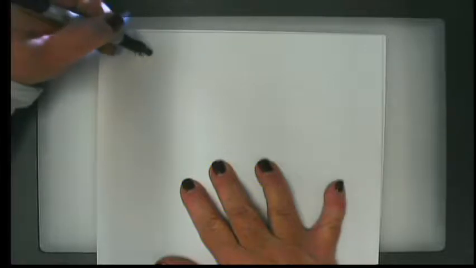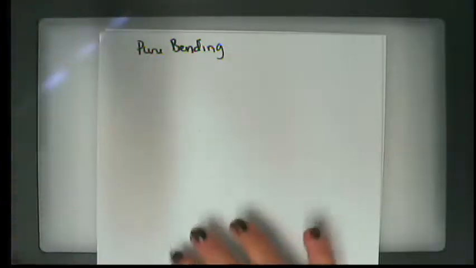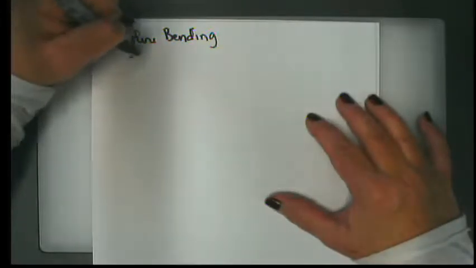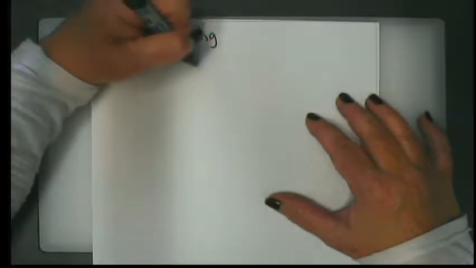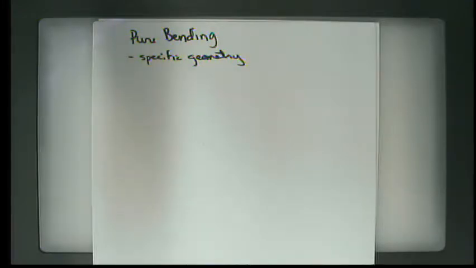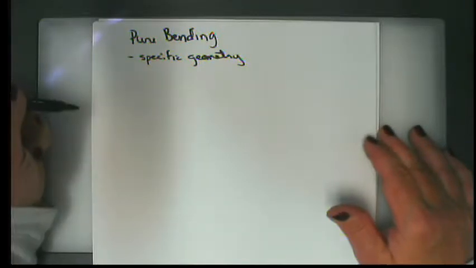All right. So today, chapter 4 talks about a concept of pure bending. This is a very limited or very specific geometry that we're going to talk about today. Just like when we were talking about power transmission shafts, we limited our discussion only to circular or hollow circular shafts. Today we're going to limit to one particular type of configuration.